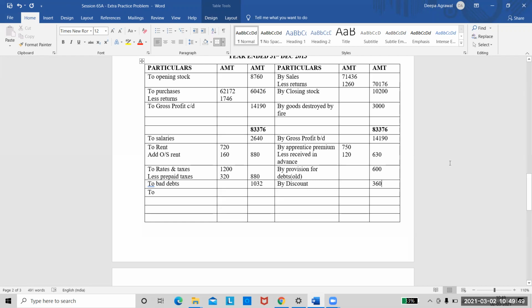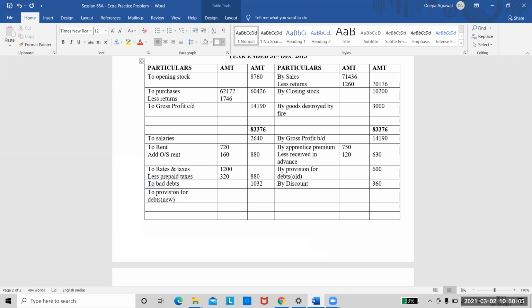So now we are done with the adjustment. Now we are done with the trial balance. We need to see the adjustments. First adjustment is done. We need to see the second one. Yes, so take the second one. To provision for bad debts, in brackets new one. And how much is the new one? 960. Okay. The next adjustment is discount on creditors, credit side. Tell me the amount. How much? 120. Okay, I will take it in the outer column.